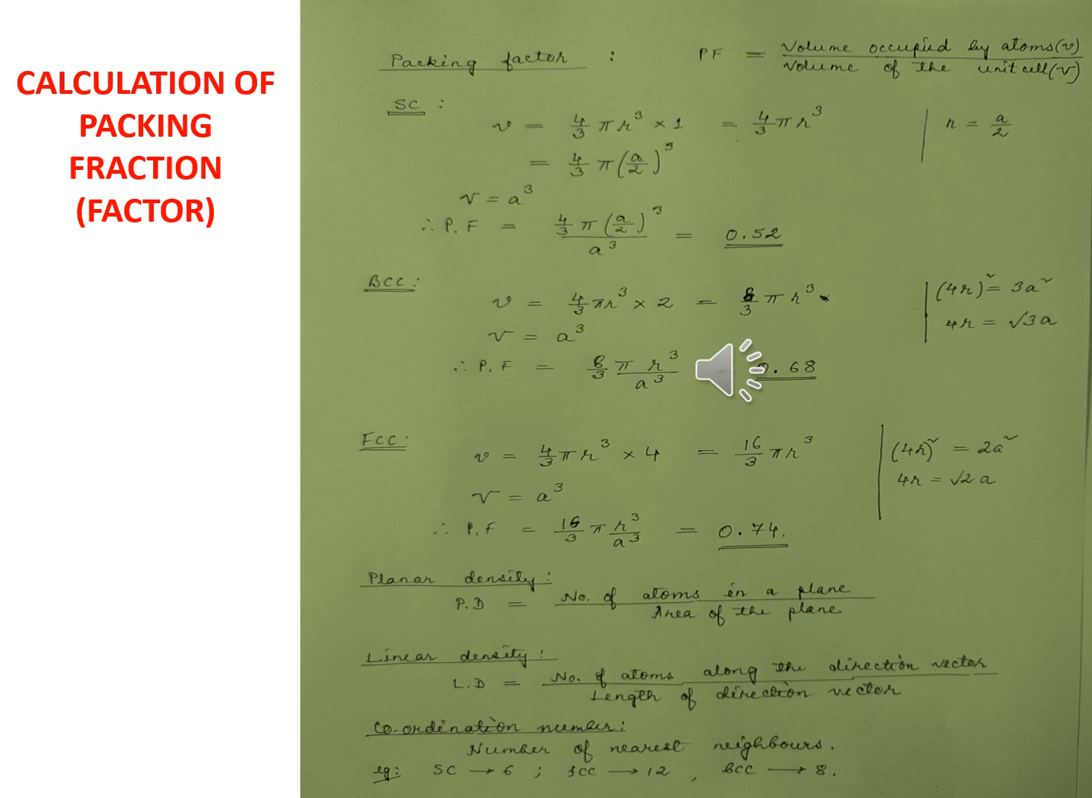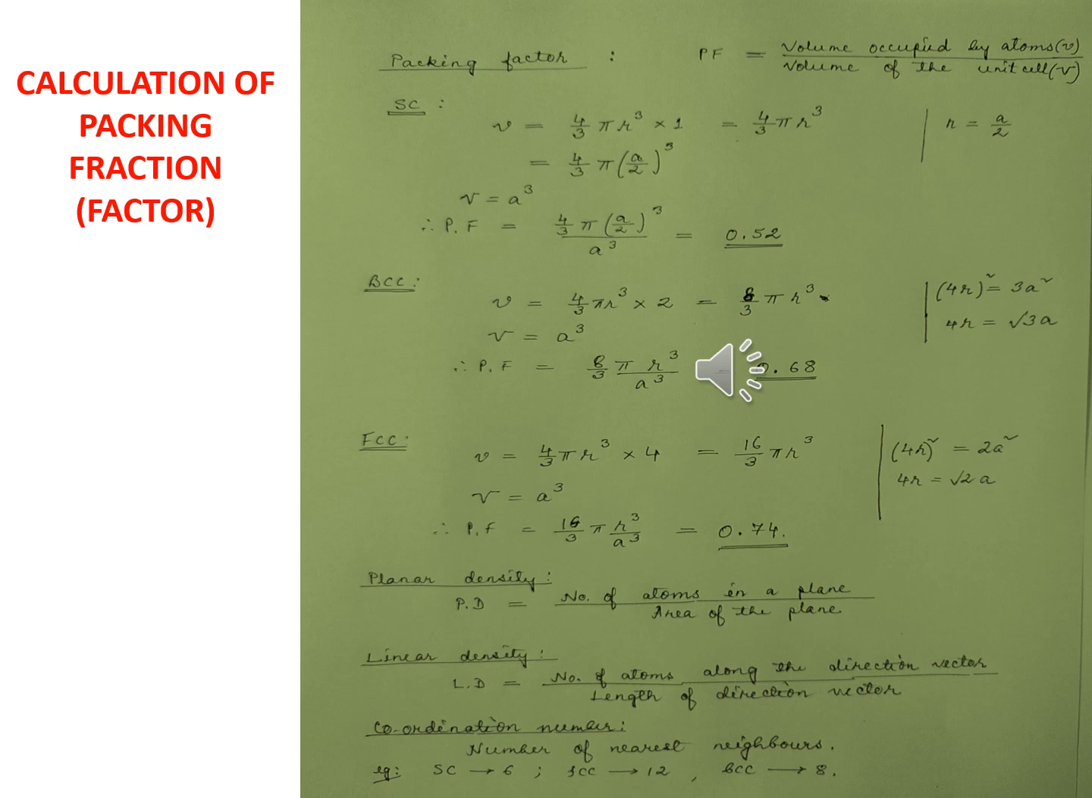And as we know the relationship between R and A, just as we have discussed already, we can put that value of R in the expression for packing factor, and correspondingly we will be getting the packing factors for simple cubic structure as 0.52, for BCC it will be 0.68, and for FCC it will be 0.74, right? So this is how we find out packing fraction.